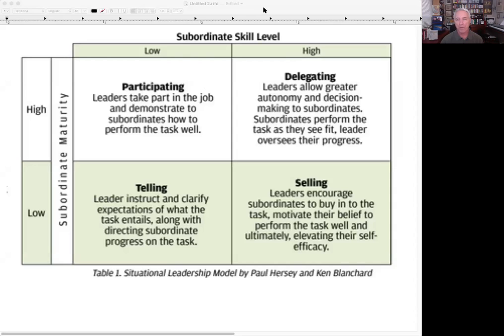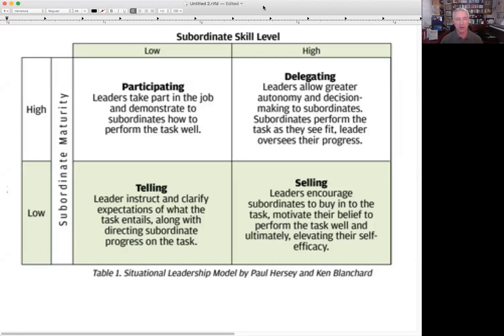This one is from Paul Hersey and Kenneth Blanchard, the author of The 1 Minute Manager, which perhaps you've read, and a number of other books. This is a similar document, and if you look on the left, you've got low and high maturity levels, and at the very top, low and high skill levels.